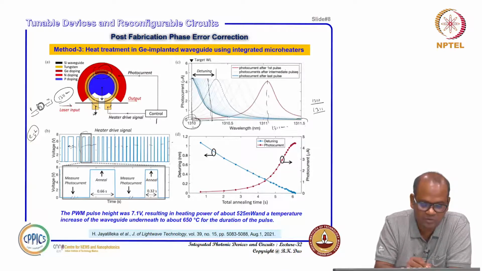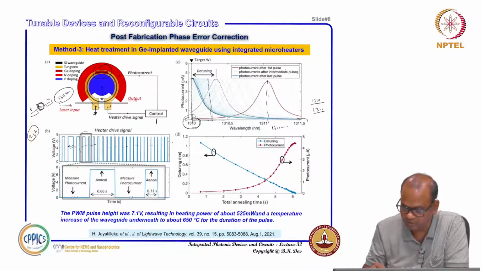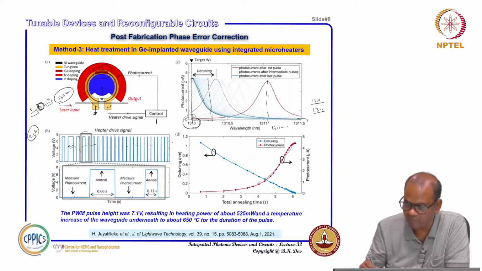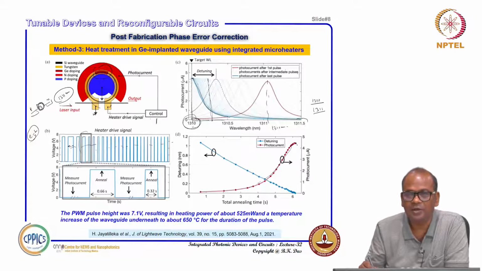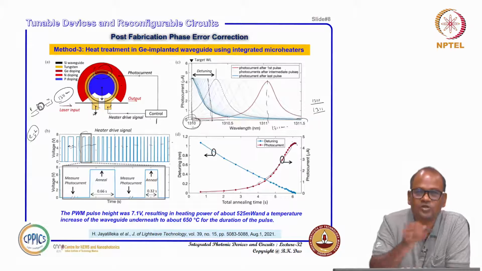So your laser light will start storing energy, so the photocurrent will be increasing. You see the photocurrent is increasing. When it becomes maximum, it is almost inflecting. That means you can say that your resonant wavelength is reached. Okay, you can stop at that time.